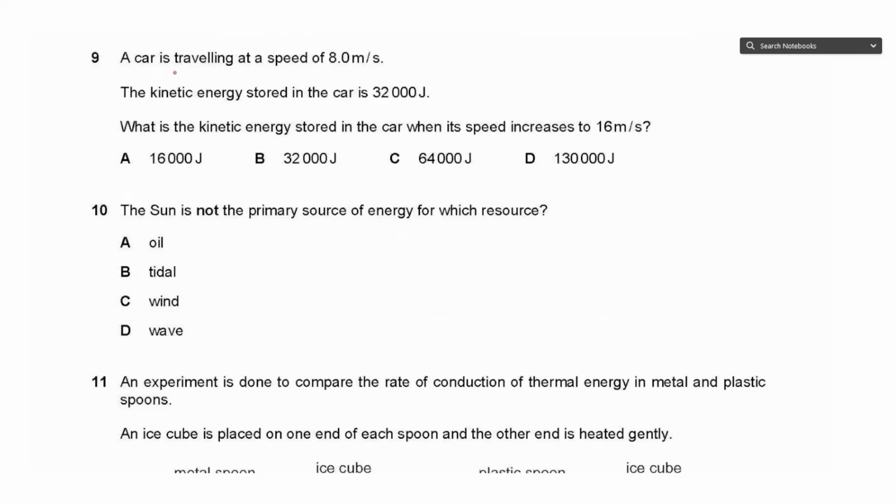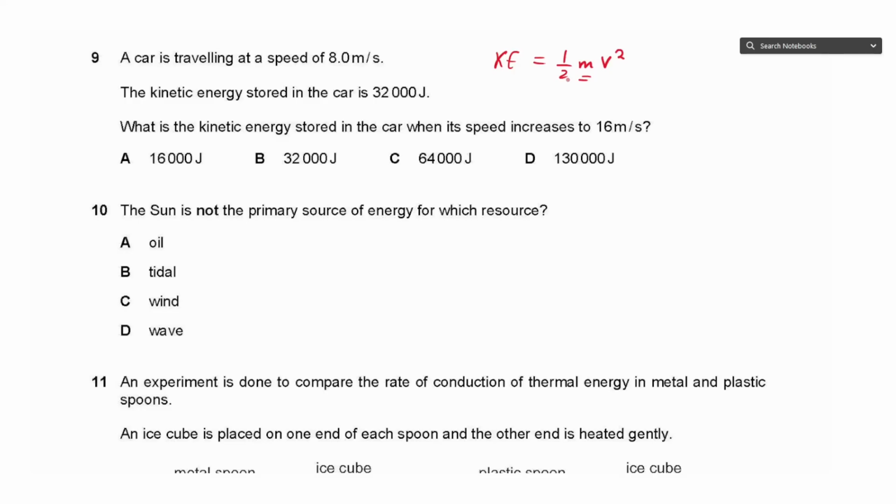Question 9 says a car is traveling at speed of 8 meters per second. The kinetic energy stored in the car is 32,000 joules. What is the kinetic energy stored in the car when its speed increases to 16 meters per second? So kinetic energy is equal to half mv squared, half times the mass times speed squared, but we do not have the mass.